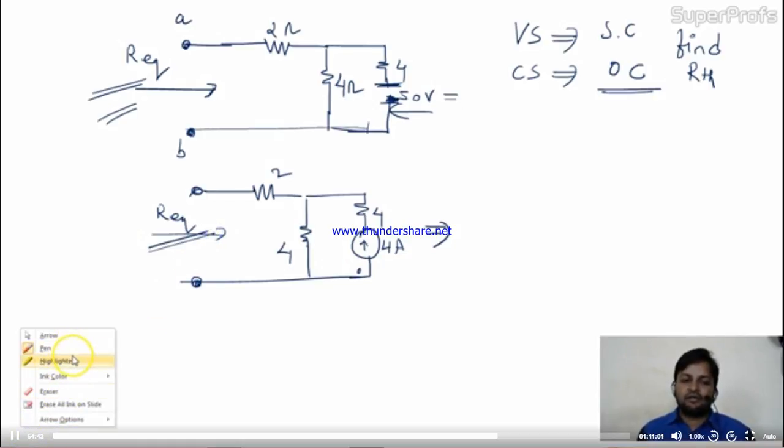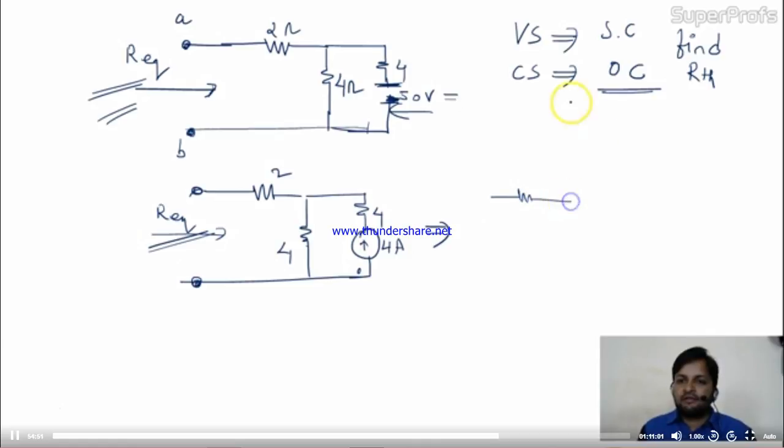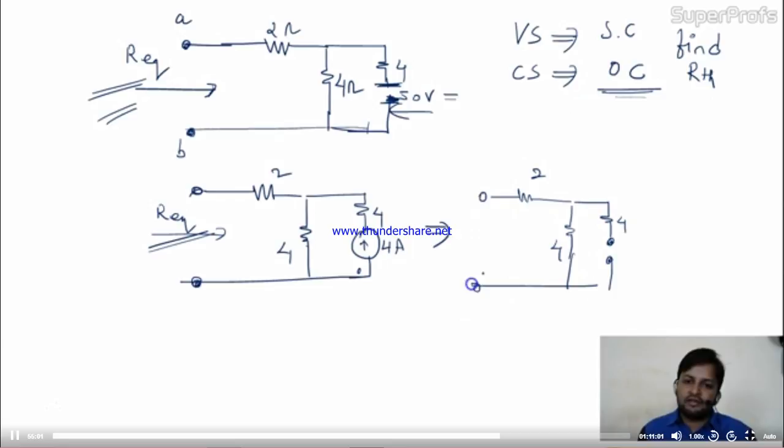Fine. So what is the procedure? The procedure is, if a current source is given, I'll open it. So this is 2, this is 4, this is 4. Here the current source is given. I open the circuit, and this is A and B. The situation is the same. Find the R equivalent.